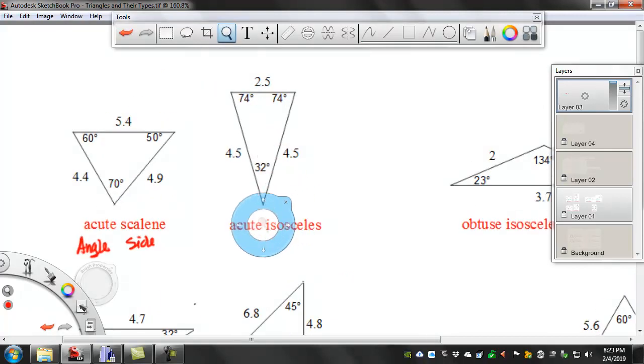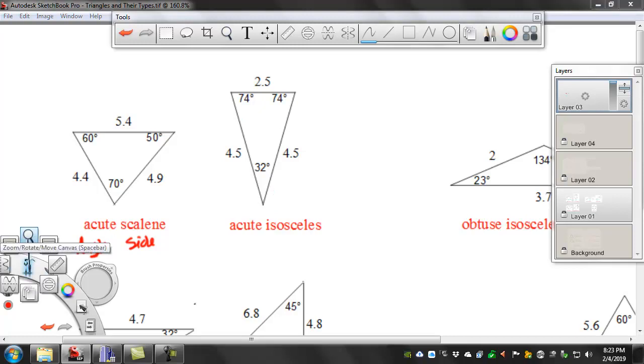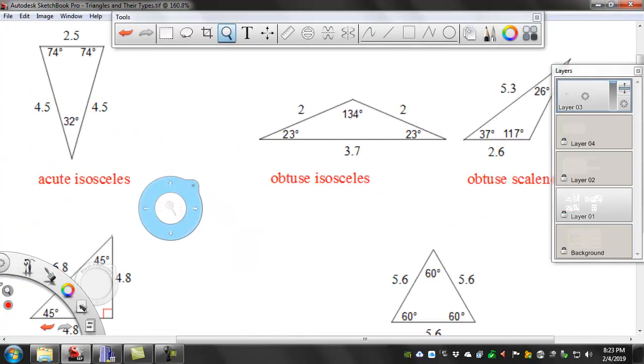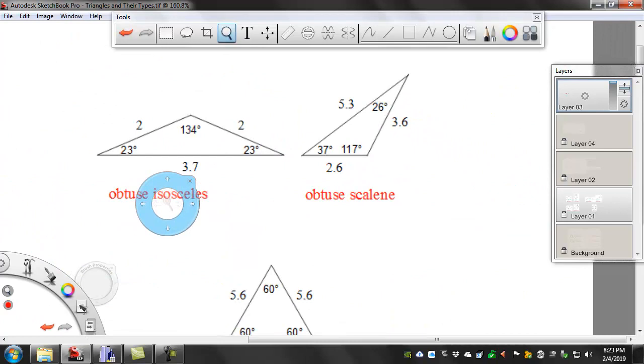We can have an acute isosceles, so all the angles have to be less than 90. To be isosceles is at least two of the sides or two of the angles have to have the same measurement, which would force the two sides to be equal. Now we have an obtuse isosceles, so we have to have at least one angle that's above 90, and then two angles have to be identical.